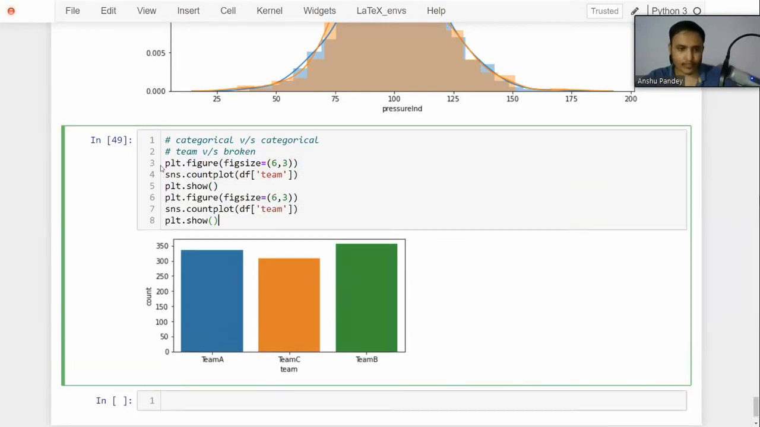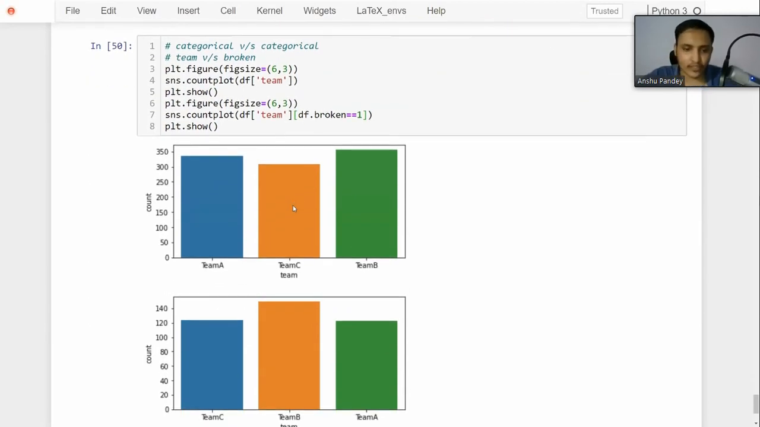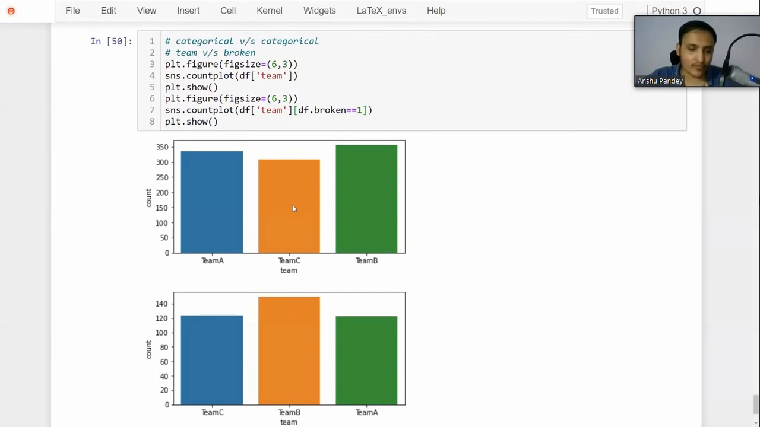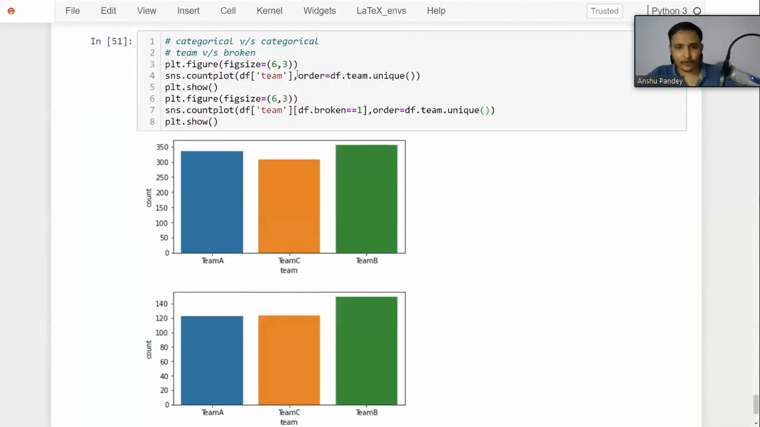And let's compare this with the machines being operated by each team which are damaged, right? So we're going to say df.broken is equal to 1, so the machines are damaged. Now we have two graphs. The first graph shows the total machines operated by teams A, B, C. The second graph shows the damaged machines operated by teams A, B, C. But the order is not the same, so maybe you want to change the order here. You can say order equals df.team.unique. Now we have the same order: team A, team B, and team C.